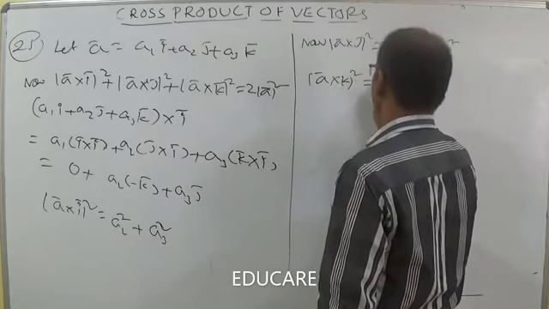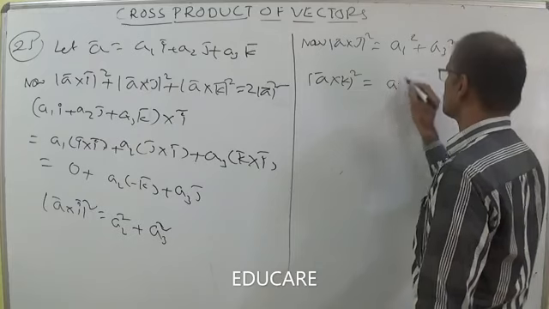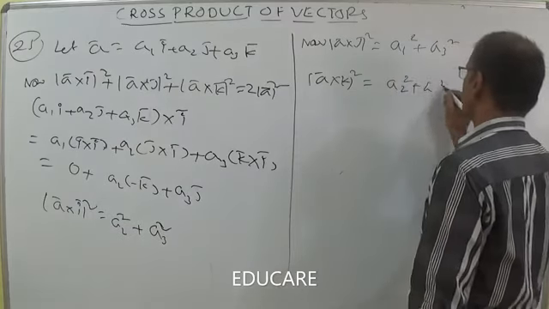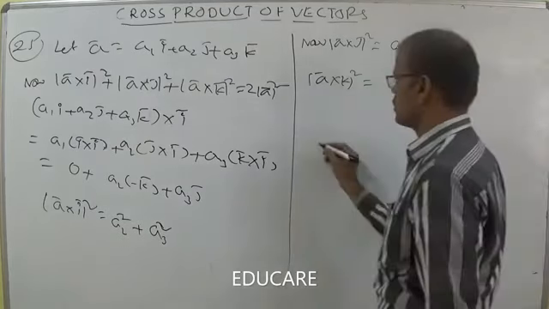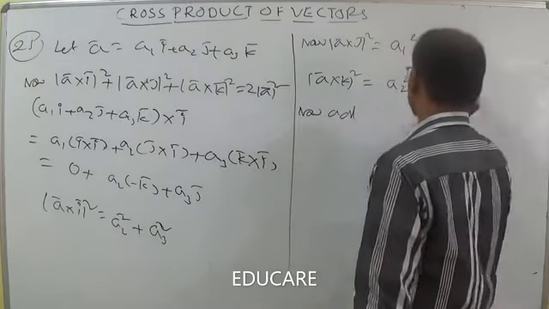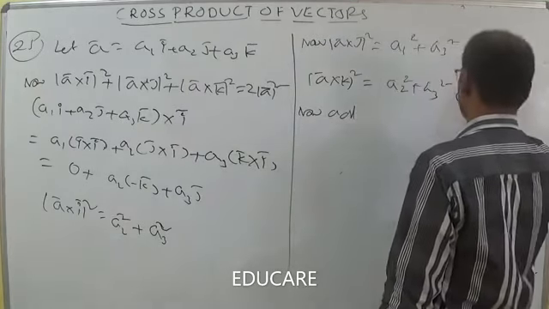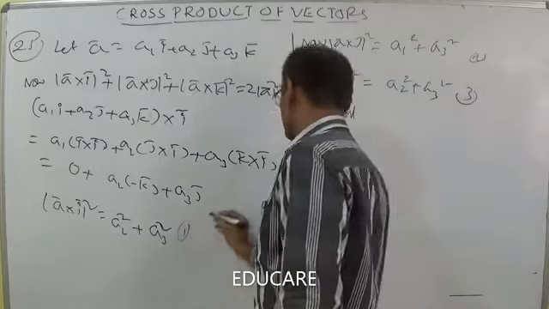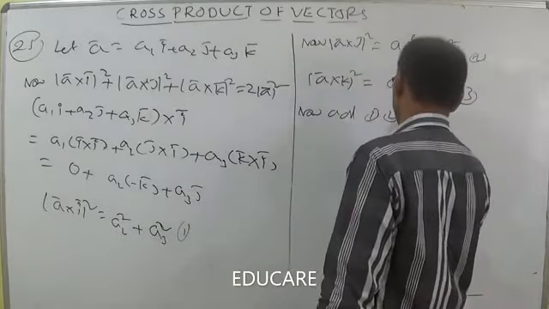A bar cross k bar. k bar is the third letter, so the third component you should not write: a1 square plus a2 square. Now add all these things. Add all three, and you will be getting the result.